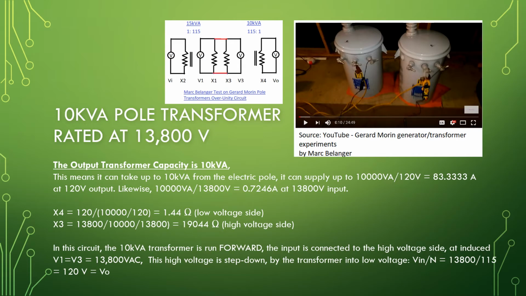X4 equals 120 divided by (10,000 divided by 120), equal to 1.44 ohm on the low voltage side.